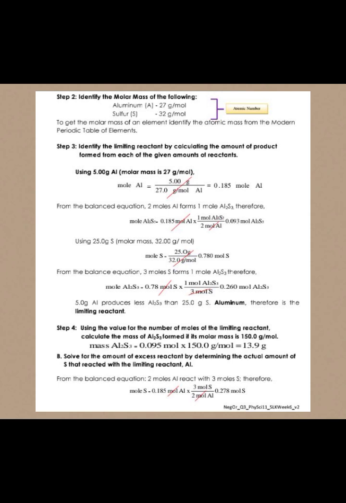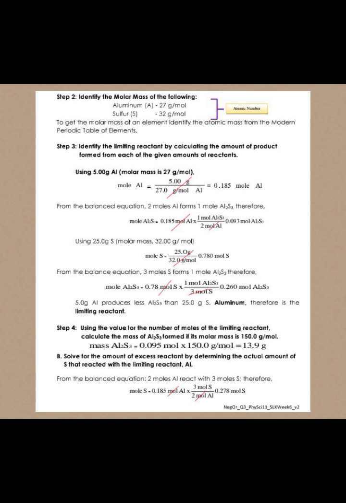Al. From the balanced equation, 2 moles Al forms 1 mole Al2S3. Therefore, mole Al2S3 equals 0.185 mole Al times 1 mole Al2S3 over 2 mole Al, which is 0.093 mole Al2S3. Using 25.0 grams S, molar mass is 32.00 grams per mole.